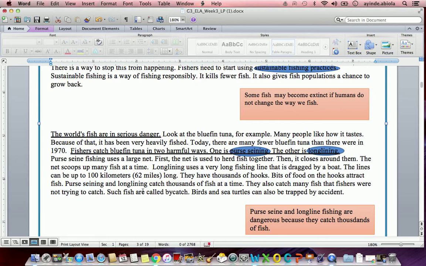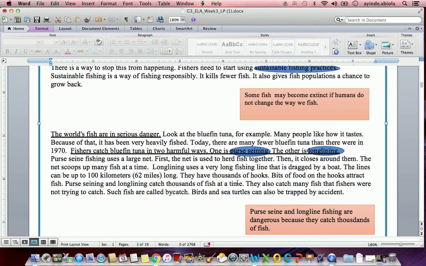Purse seining and longlining catch thousands of fish at a time. They also catch many fish that fishers were not trying to catch. Such fish are called bycatch. Birds and sea turtles can also be trapped by accident.